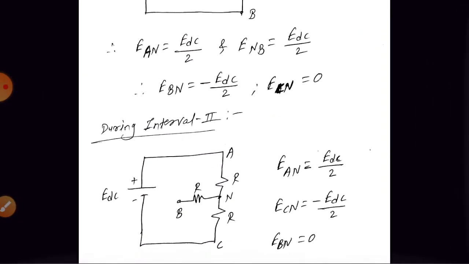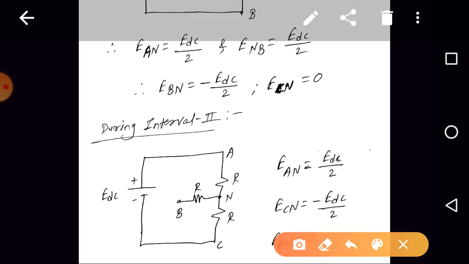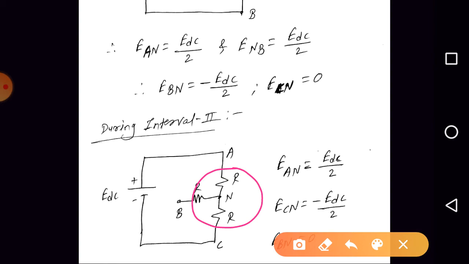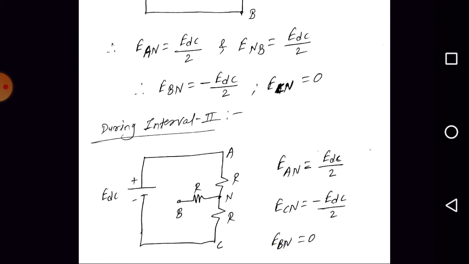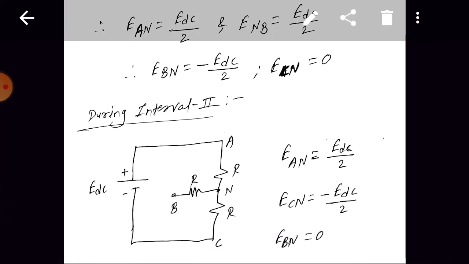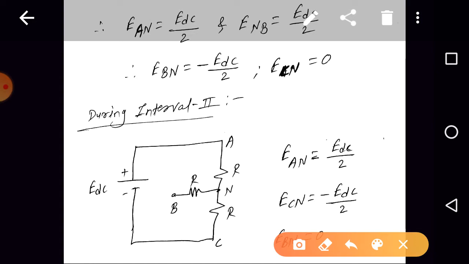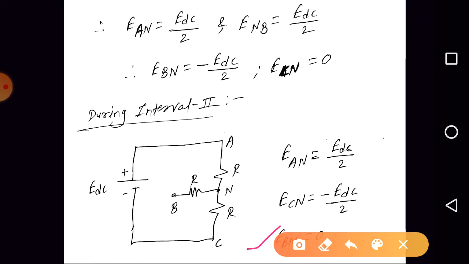So the equivalent circuit during interval 2: we have R connected in star. This is a three-phase load. Phase B is open circuit, phase A is connected to the positive plate of the EDC, phase C is connected to the negative plate of the EDC. Now what is the VBN or EBN now? It is 0, because phase B is open circuited, so current in phase B is 0. So the voltage VBN or EBN is equal to 0.